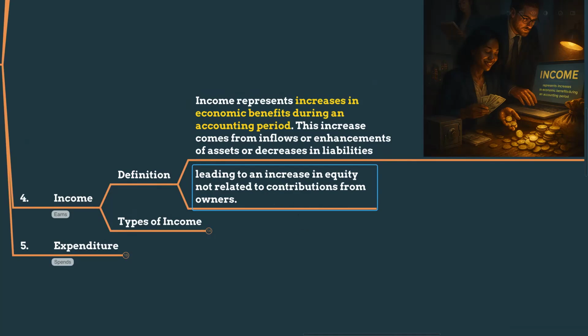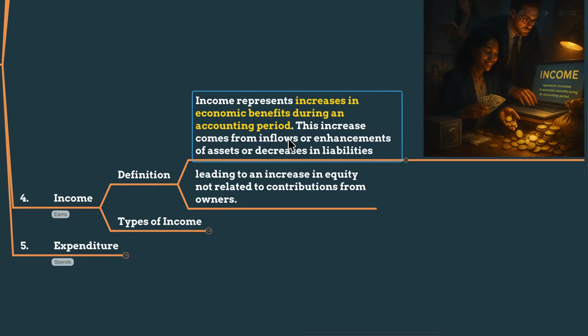So income is anything that makes your business richer during a period, either by bringing in cash or assets or by reducing your liabilities, like trade payables. Let's say you are getting some discounts, right? Discounts received will reduce the liabilities. It will reduce the payables balances, so it will be considered as income.